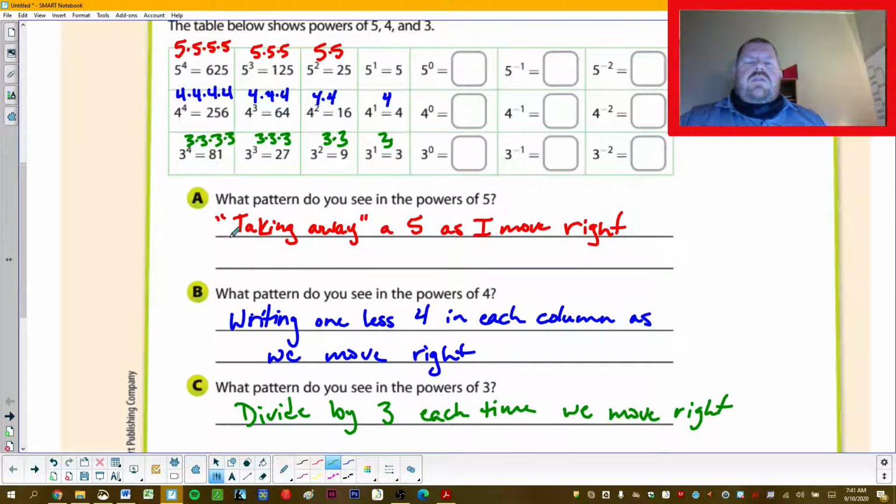The top answer for the 5s is not incorrect. It's just more of an observation. It's that I took away a 5 from my list of 5s in my multiplication. And that's a great way to visualize it. But mathematically, what we're actually doing is every single time, if I look at 625 and I take this step to the right and I divide by 5, I'd get 125. Now maybe I don't know that.